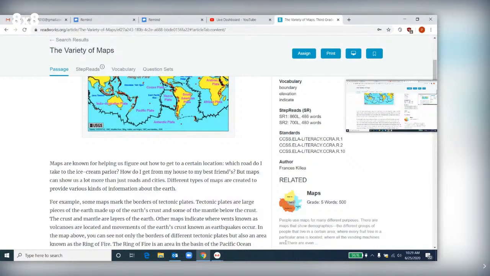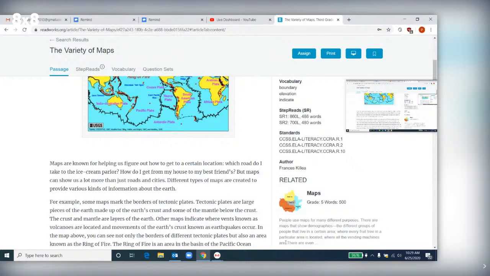go to the questions. So it says maps are known for helping us figure out how to get to a certain location. Which road do I take to the ice cream parlor? How do I get from my house to my best friend's? But maps can show a lot more than just roads and cities. Different types of maps are created to provide various kinds of information about the Earth.